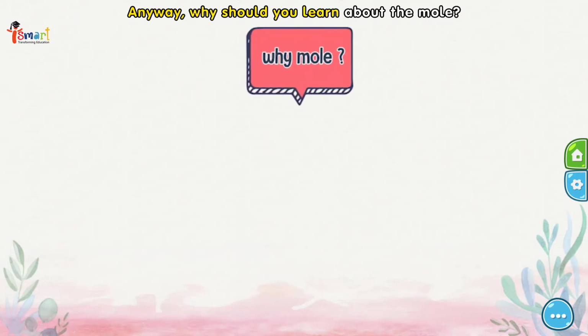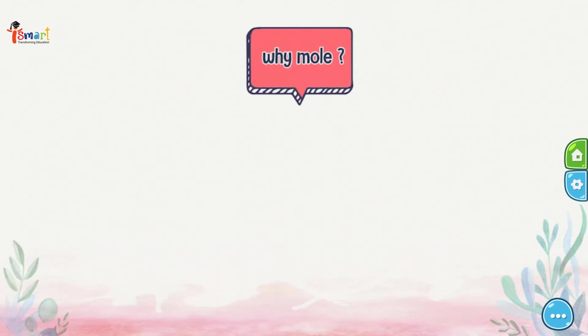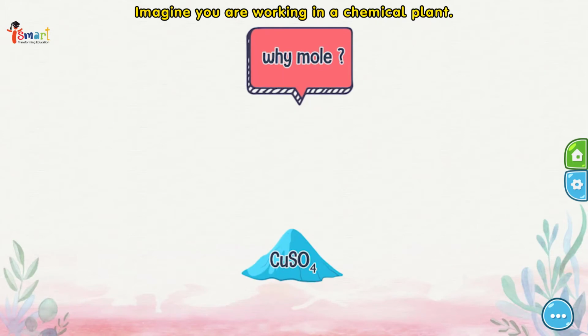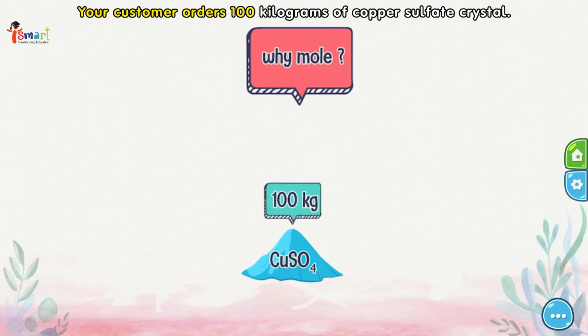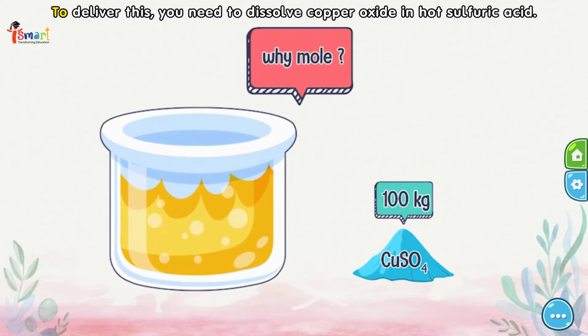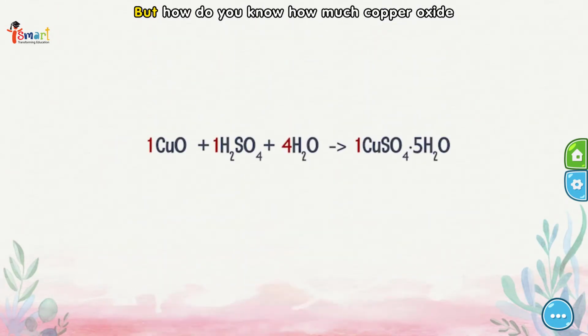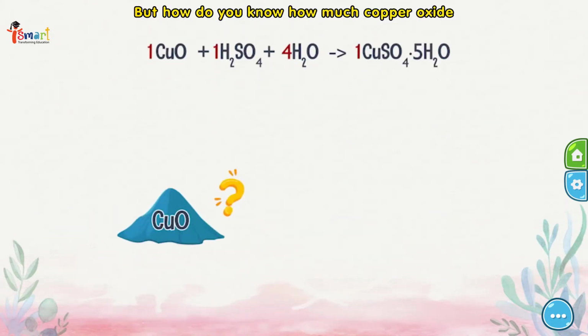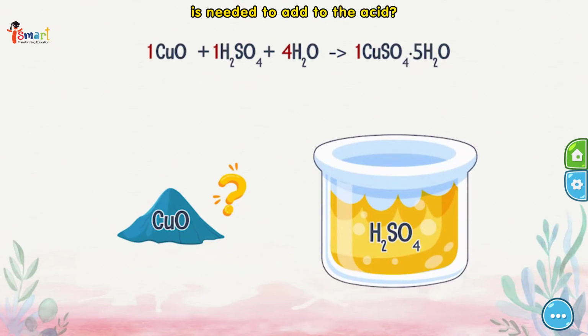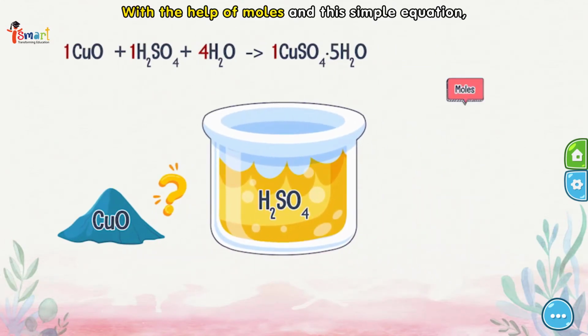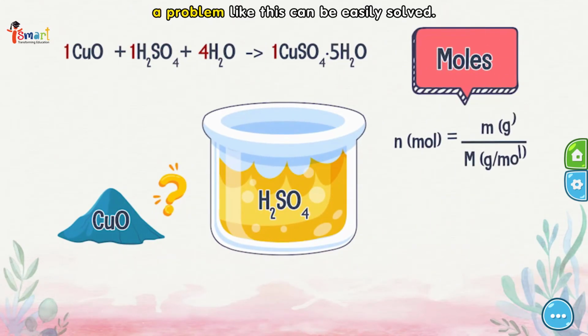Anyway, why should you learn about the mole? Imagine you are working in a chemical plant. Your customer orders 100 kilograms of copper sulfate crystal. To deliver this, you need to dissolve copper oxide in hot sulfuric acid. But how do you know how much copper oxide is needed to add to the acid? With the help of moles and this simple equation, a problem like this can be easily solved.